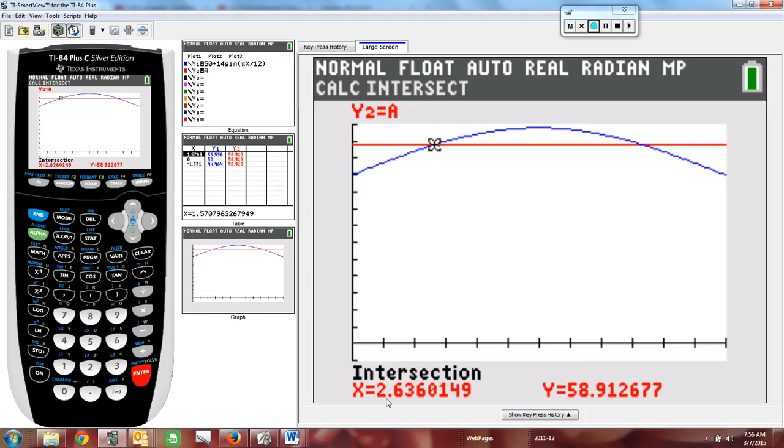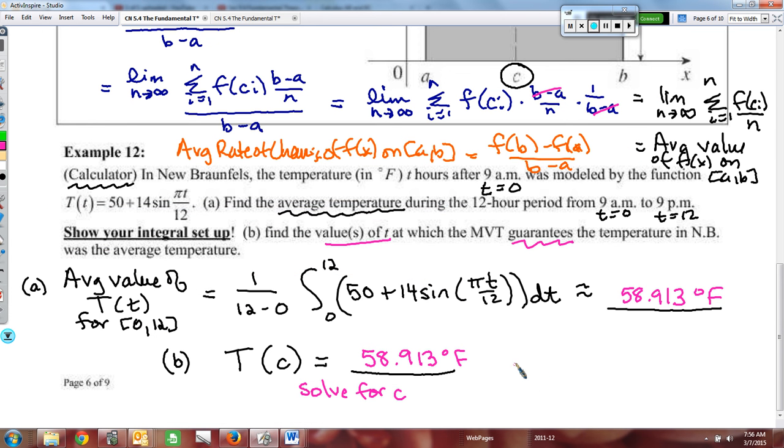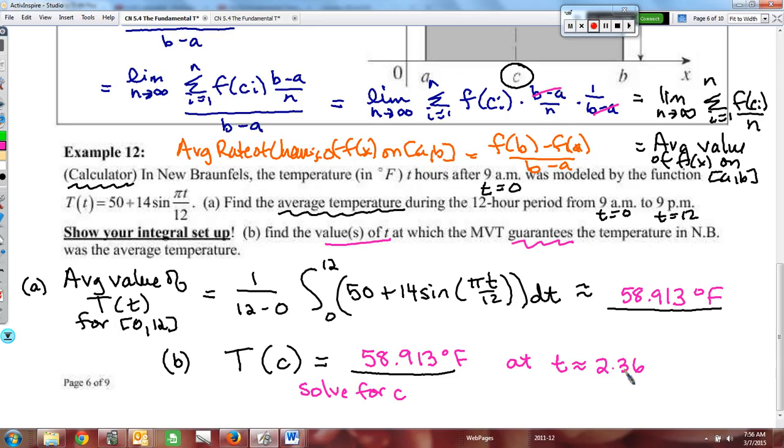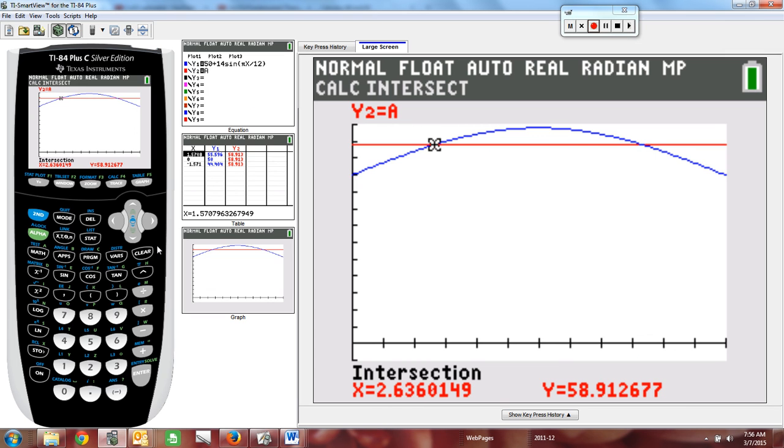So 2.636 would be the first one. So this occurs at time approximately t equals 2.636, and then we go find the other one.